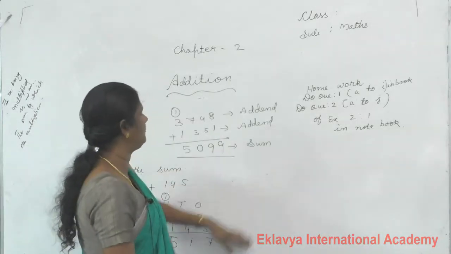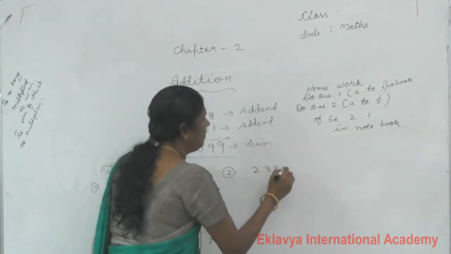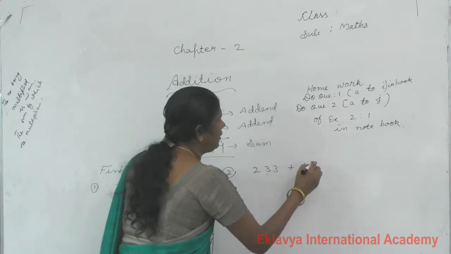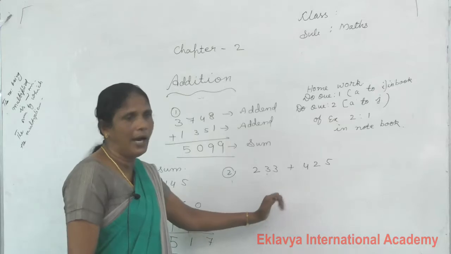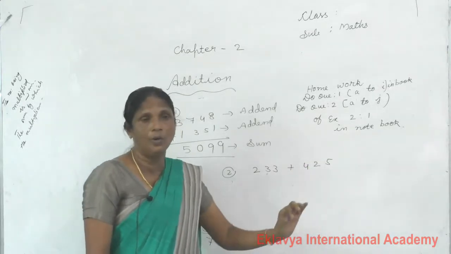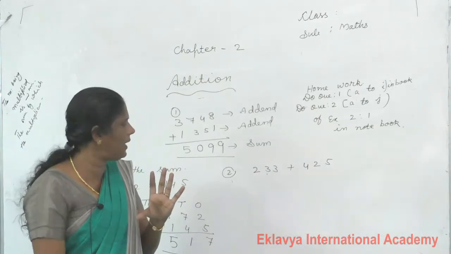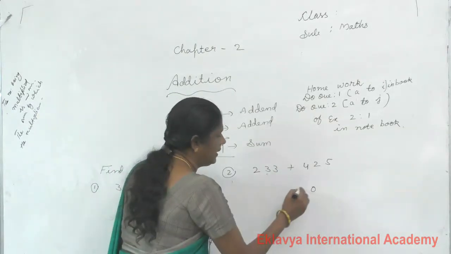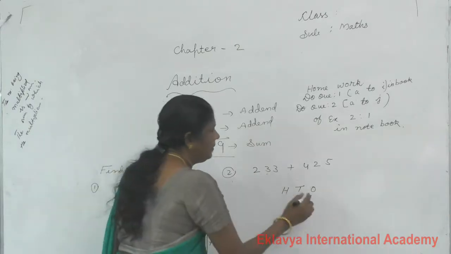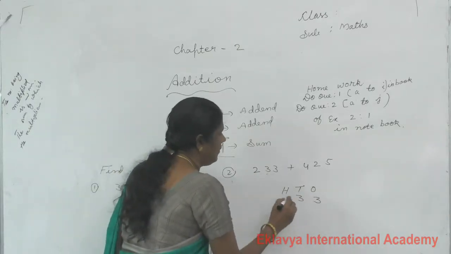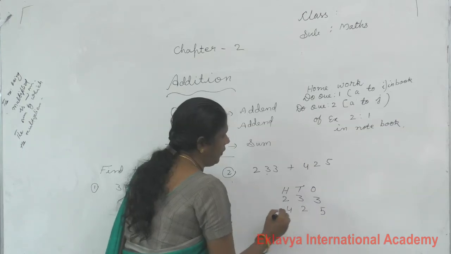One more question. Yes, write down: 233 plus 425. First you arrange these numbers according to place value. You know place value? Ones, tens, hundreds. Here hundreds. Then 3, 3, 2, and here 5, 2, 4.